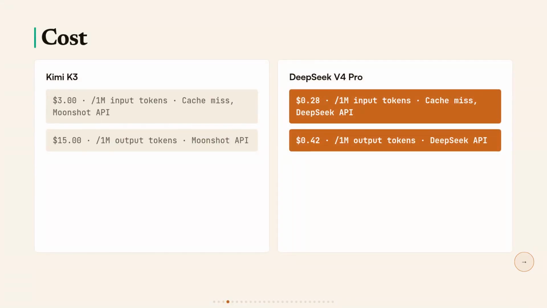I pulled the official pricing pages for both, and here's what I got. Kimi K3 charges $3 per million input tokens and $15 per million output tokens, while DeepSeek V4 Pro is 28 cents input and 42 cents output. What really got me is that Kimi's cache hit price is actually higher than DeepSeek's full cache miss price, so you can't even cache your way out of the gap. GLM 5.2 has nothing I could find anywhere.